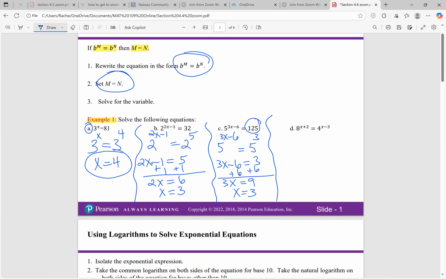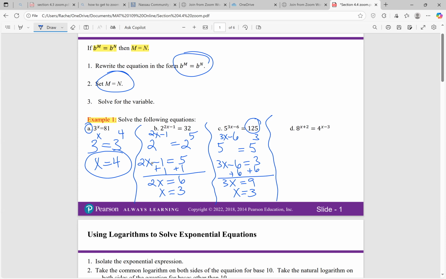And let's do one more. So for D, I have 8 to the x plus 2 power is equal to 4 to the x minus 3 power, and we want to solve for x. I'm going to try to do what we did for the previous ones, but I'm thinking, how can I rewrite 8 and 4 so that they have the same base?